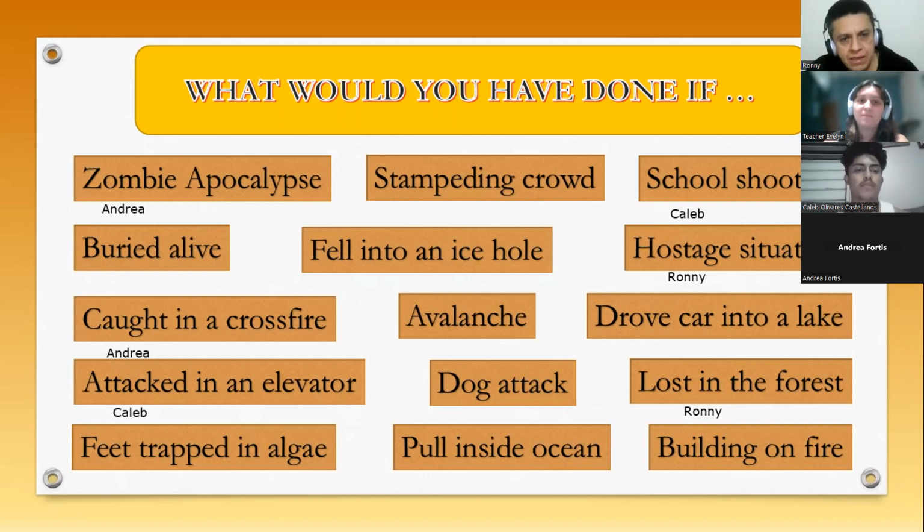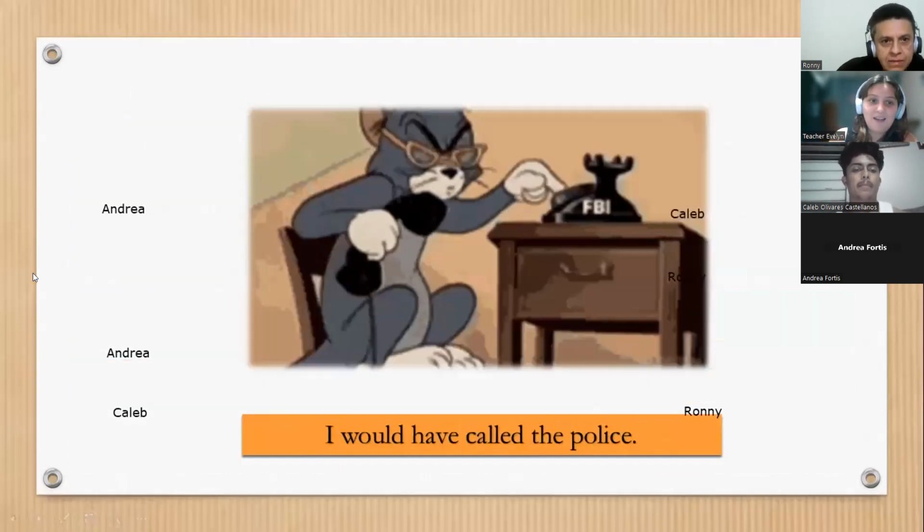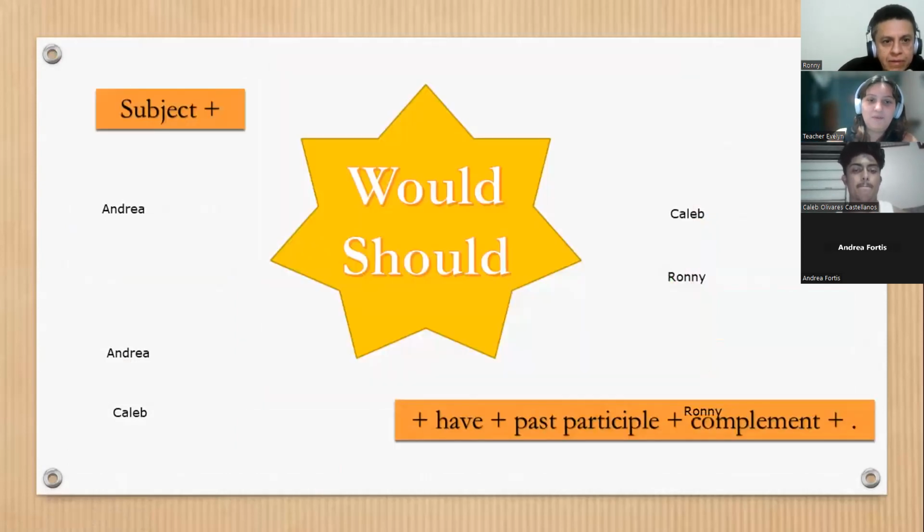Teacher, we must use the structure you showed us at the beginning. Yes, of course. I can show it for you if you want. There we have. You have to use this structure: I would have done something, or I should have done something.